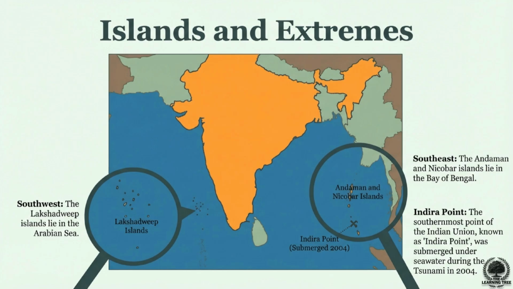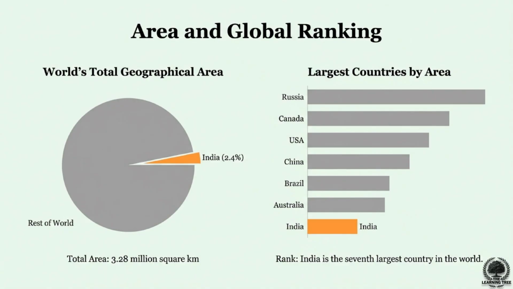After understanding the location, let us turn our attention to the size of the country. India covers a total area of about 3.28 million square kilometers. This large landmass accounts for nearly 2.4% of the world's total geographical area. Because of this vast size, India ranks as the 7th largest country in the world.